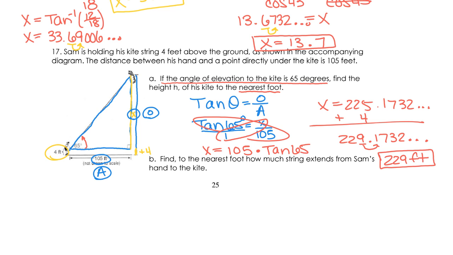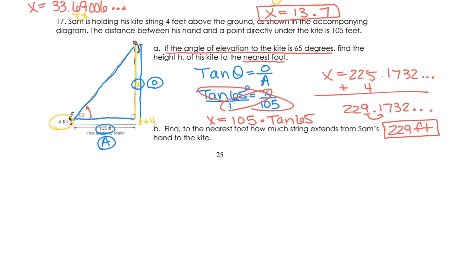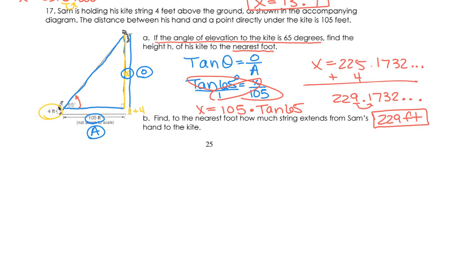All right, so part B says find to the nearest foot how much string extends from Sam's hand to the kite. So from Sam's hand is right here, to the kite is right there. And so that green line is representing the string that the kite is attached to. And so we want to figure out how much that is now. So I'm going to go ahead and call that Y, since I already called our opposite side there X.